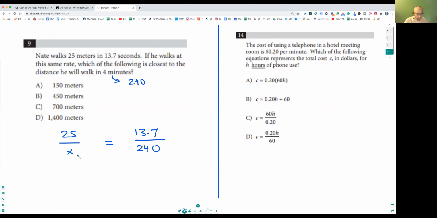So you're gonna try this, right? Remember, 25 meters in 13.7 seconds, and so X meters in, right, 240 seconds, right? So great. So what do you do now? You cross multiply if you wanna. Right? So cross multiply it and see what you get. So when you cross multiply, you get, remember, this is how you cross multiply, and we're going to work on this again, right?